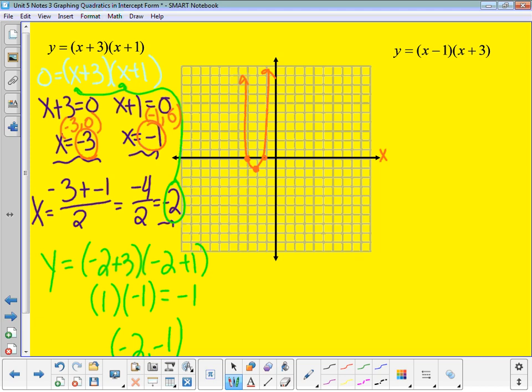Okay, so this is just a new version we're trying for today. If you aren't liking this new way, when it comes to a test or a quiz, you can go ahead and multiply it into standard form.